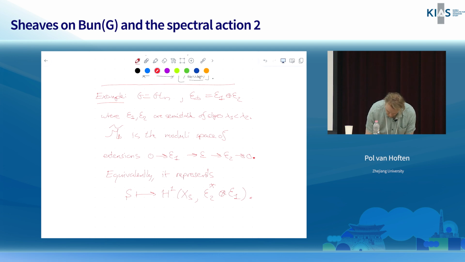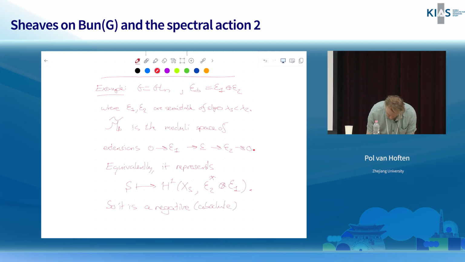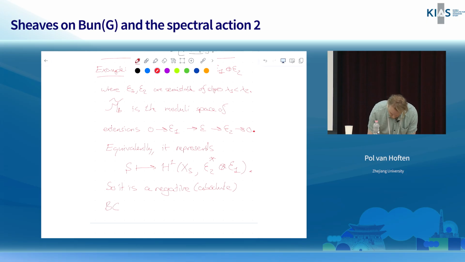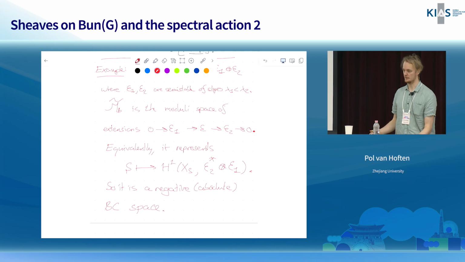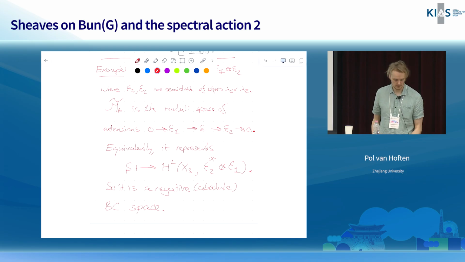So it is a negative, maybe it's an absolute Banach-Colmez space, right? Because it lives over negative absolute Banach-Colmez space. Okay, so those are very nice geometric objects. In particular, that means that the map is going to be homologically smooth.